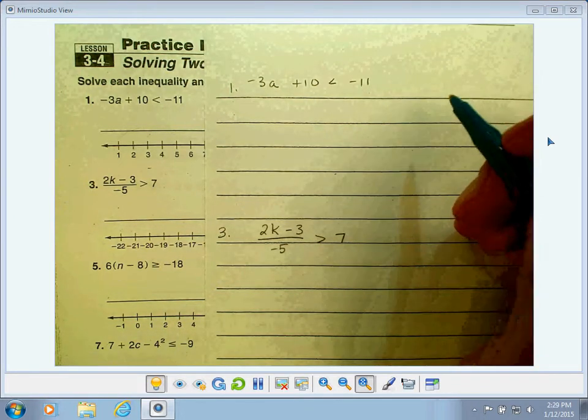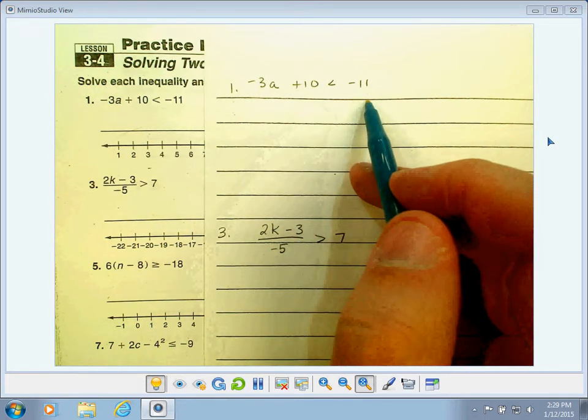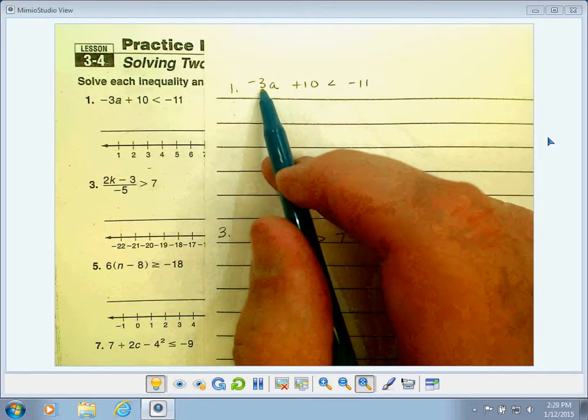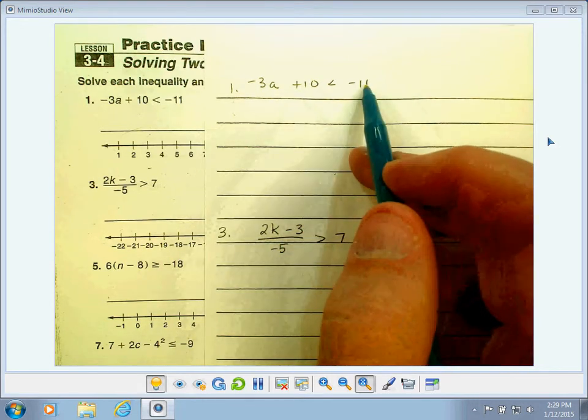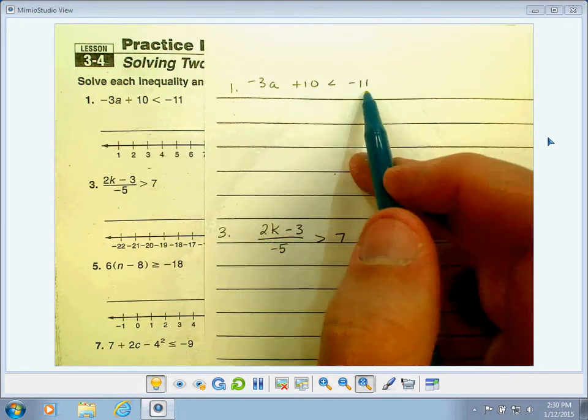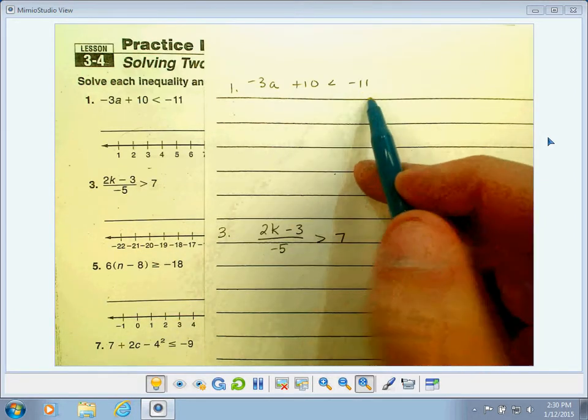So right now, like any problem, I'm going to look to see if there's any simplifying I can do before I start moving stuff from one side to the other. In this case, the negative 3a and the plus 10 are unlike terms, and there's nothing over here at all to simplify. So really we have nothing to simplify. So it means that we have to start moving stuff from side to side.